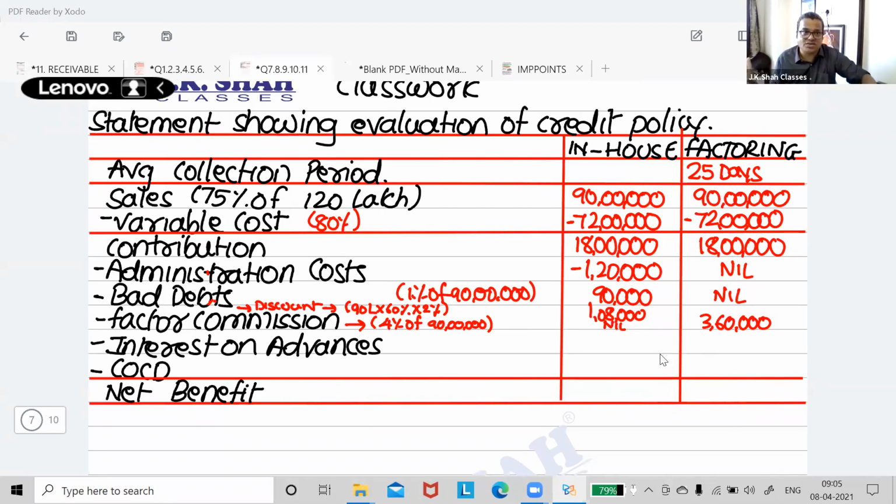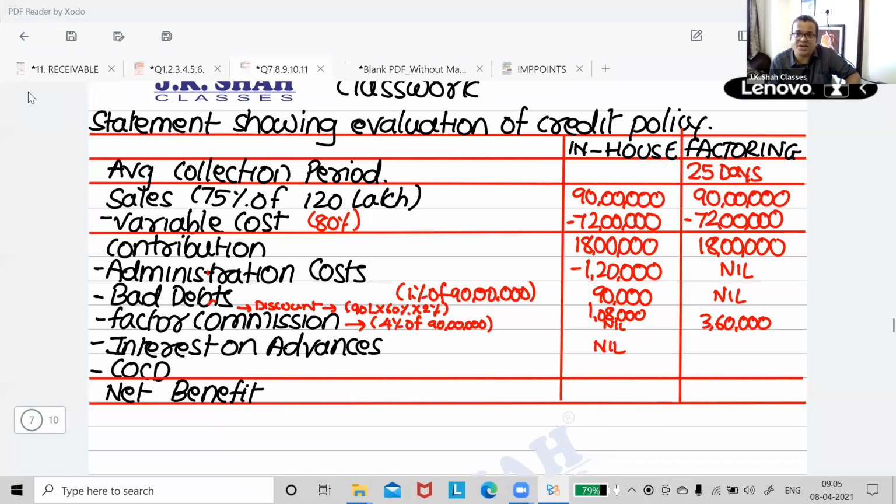25 days. That's it. So it is his lookout. Yeah. So now what are we left for calculation? Interest on advance. So obviously, sir, here it will be nil. Will not get any interest. So guys, we have to still calculate three amounts.